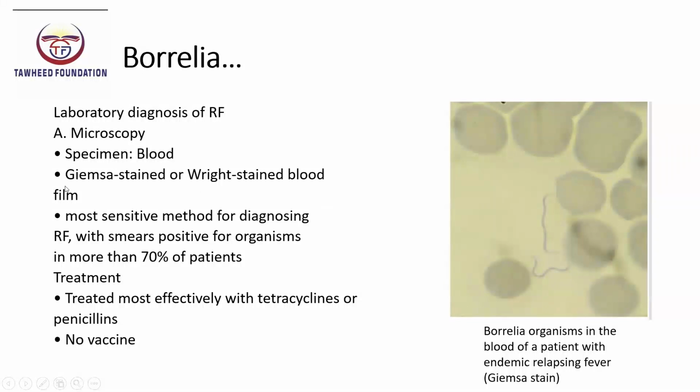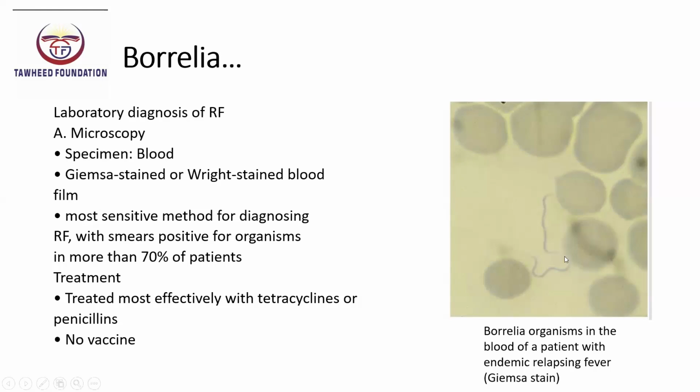So, the specimen will include a blood sample, with Giemsa stain or Wright stain blood film. It is the most sensitive method for diagnosing relapsing fever, with smears positive for organisms in more than 70% of patients. Treatment is most effective with tetracyclines or penicillin, and a vaccine has not been discovered yet.